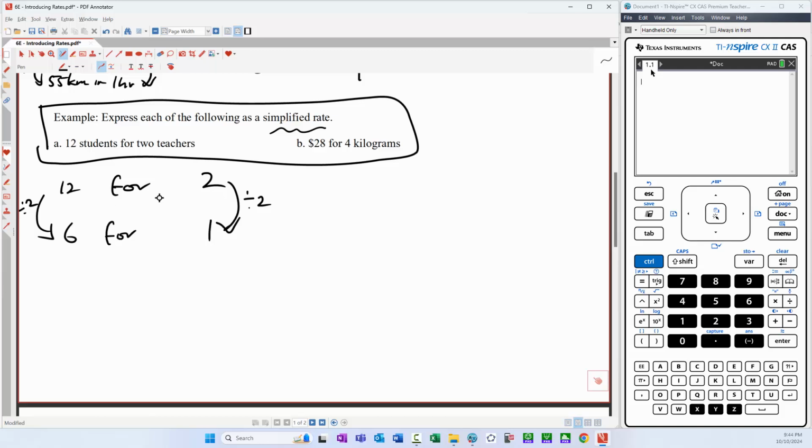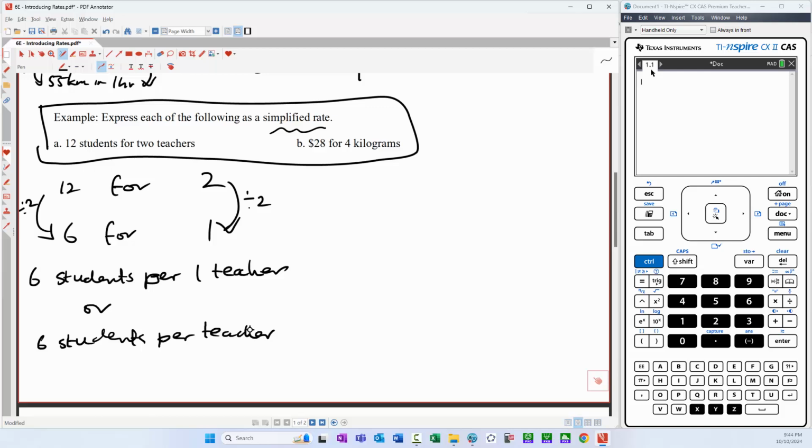So what is the rate? We're going to say it's 6 students per 1 teacher, or just 6 students per teacher. And that might be the rate of teachers you need to take on an excursion or something like that.